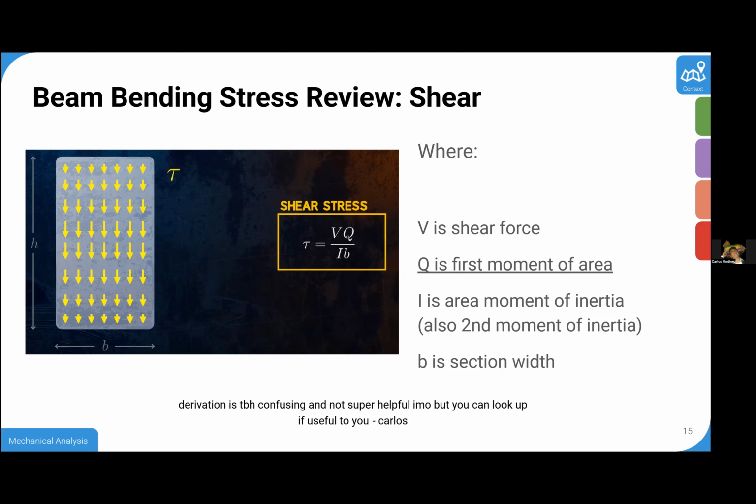It's also similar to your moment of area. It's just calculus used for calculating rotating something about an axis. And B is your section width for whatever you're using. The most common shapes you're going to see are square beams like this, circular beams, maybe an I-beam. This formula is valid for all shapes that you will see for transverse shear.